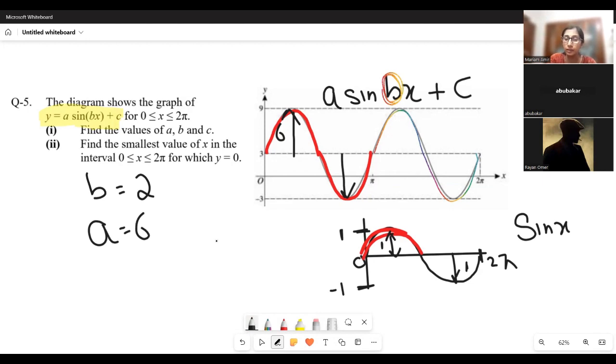And lastly, the basic sine graph has 0 as its central value. But what's our central line in the above graph? It's 3. So this graph has gone 3 units up. So c is plus 3. So c is 3. Okay, so always compare it with the most basic graph.